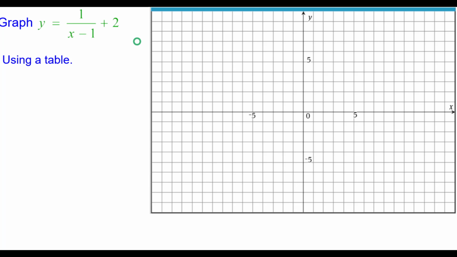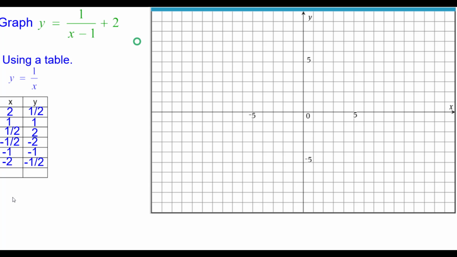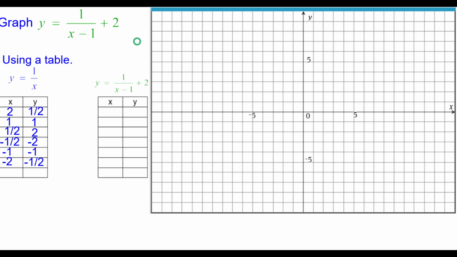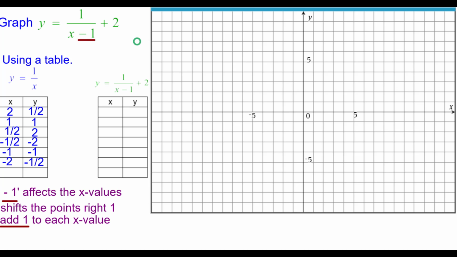Second way, using a table. These are 6 points that are on our traditional y equals 1 over x hyperbola. The minus 1 inside the denominator there affects the x values. It shifts the points to the right 1 unit. So we need to add 1 to each x value to shift it to the right. So 2 plus 1 is 3.